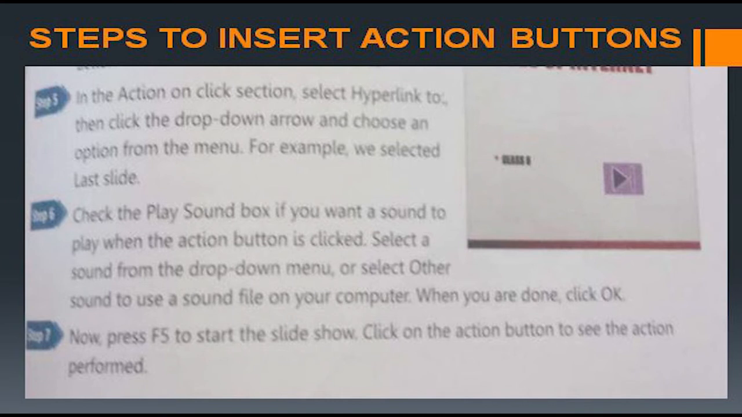Next step is step 5. In the action button, click on the click section, select the hyperlink, then click on the drop down arrow, choose an option from the menu. For example, we selected the last slide, and click the play sound if you want a sound when the action button is clicked. Select a sound from the drop down menu, or select other sound to use a sound file on your computer. When you are done, click on OK. Now press F5 to start the slideshow.